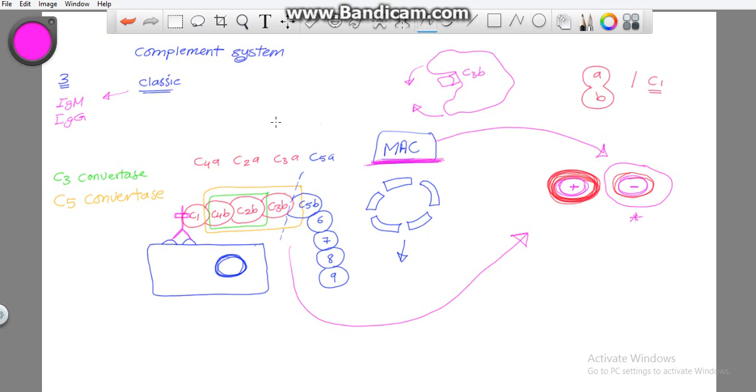And so this is the classic pathway. Remember, the classic pathway only involves the antibodies IgM and IgG. I will see you in the next video.